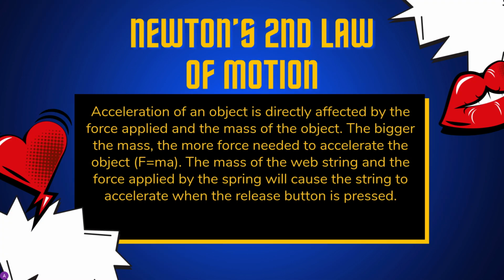Next, we will be looking at Newton's second law of motion. And this has a lot of math in it. It says that the force required to move an object is directly proportional to the mass and acceleration of that object. You've probably learned about the famous formula F equals ma. This stands for force equals mass times acceleration. The mass of the web string or projectile and the force applied to the spring will cause the string to accelerate. And this acceleration is also proportional to the force, the kinetic energy, and also the mass of the projectile.